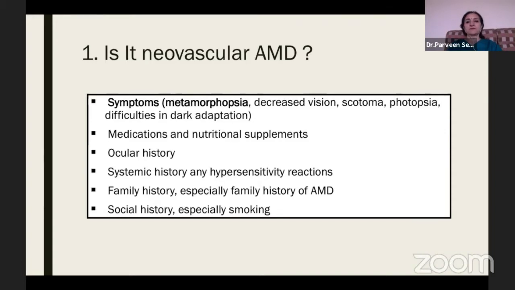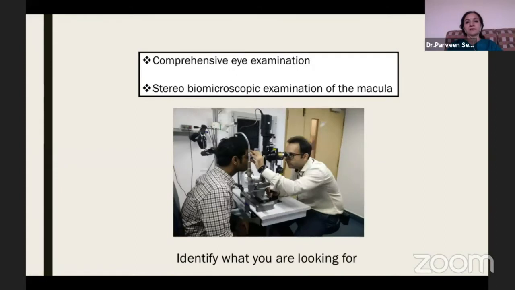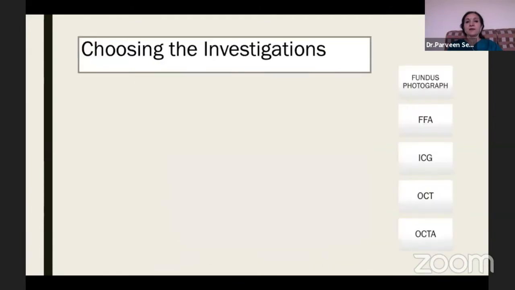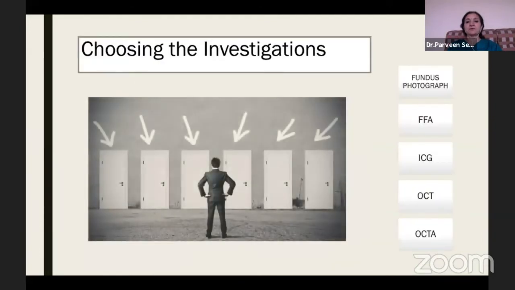In addition to it, family history and systemic history will also be useful, so it is best to elicit them at this point of time. A comprehensive eye examination at the first visit is a must. A stereo biomicroscopic examination can help you identify what you are looking at, and probably it will give you some idea as to which investigation we would like to do. Dr. Dinesh has already mentioned the whole long list of investigations available for these patients. But after your examination, you can choose which one will be most apt. You may not always need to do all of them.